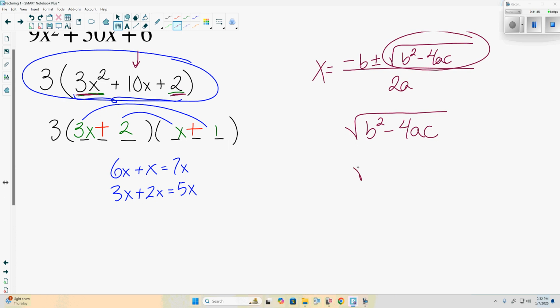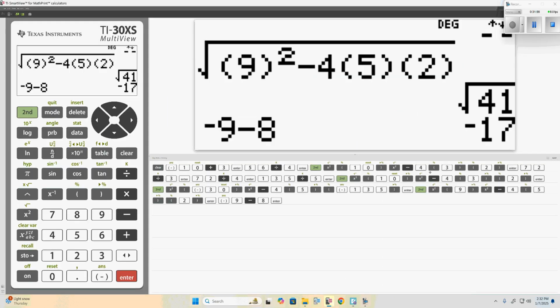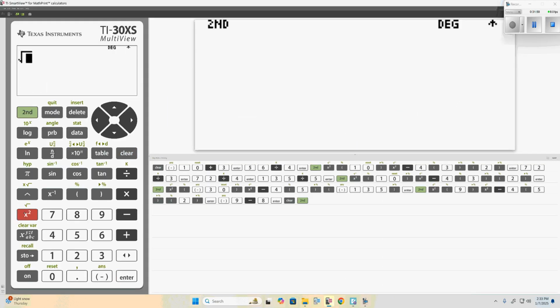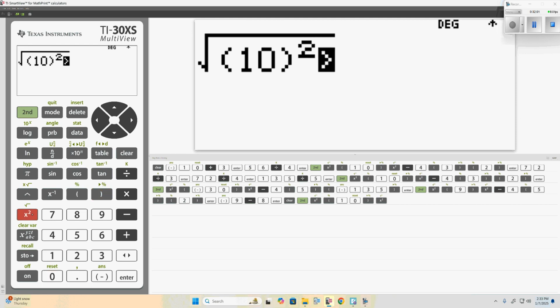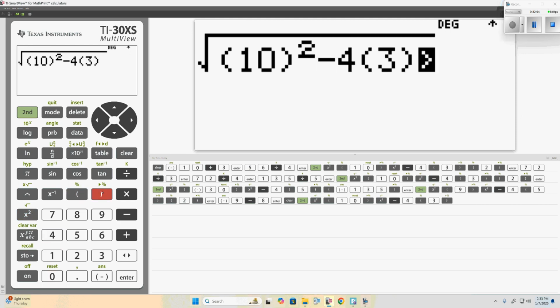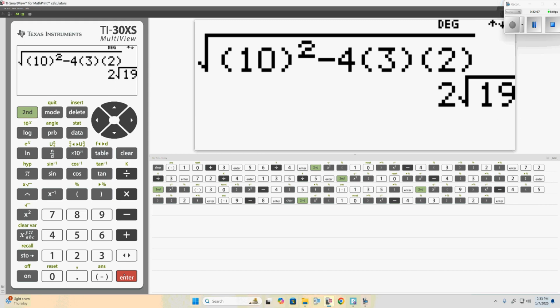So if we look at this problem here, our b term in this case is 10. We can say the square root of 10 squared minus 4 times our a, which is 3, times our c, which is 2. If I plug this in and get a radical, it means it's not going to factor. The square root of 10 squared minus 4 times 3 times 2 gives us 2 square root of 19. That tells me it's not going to factor.